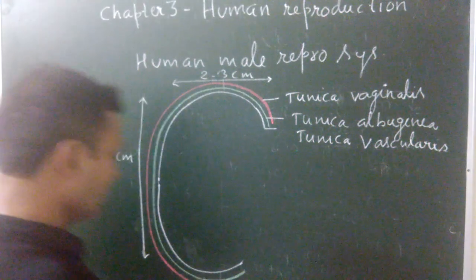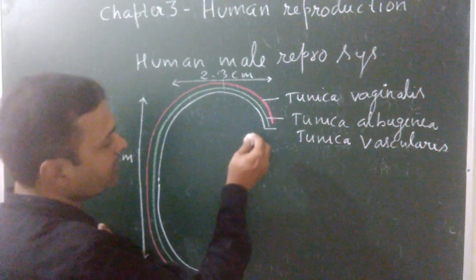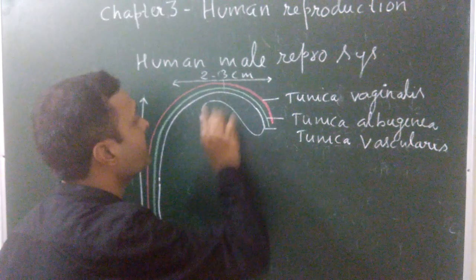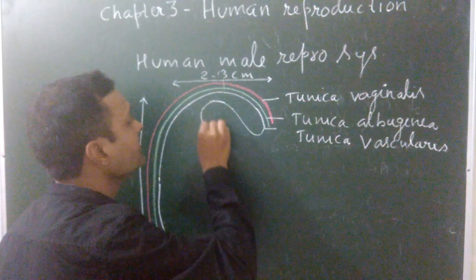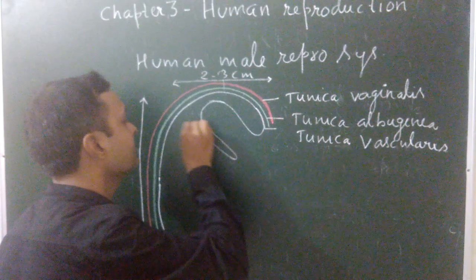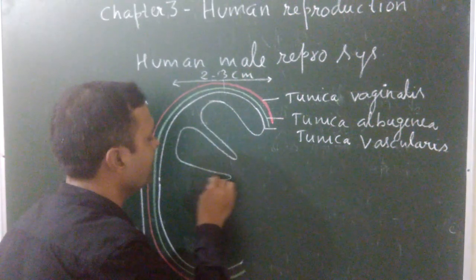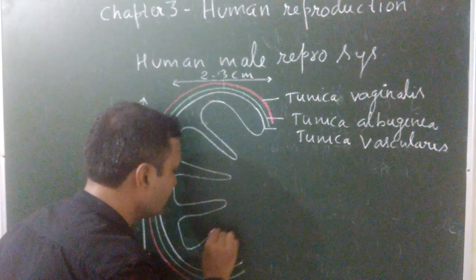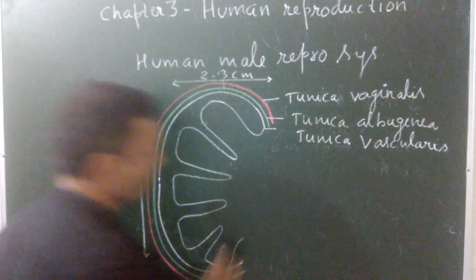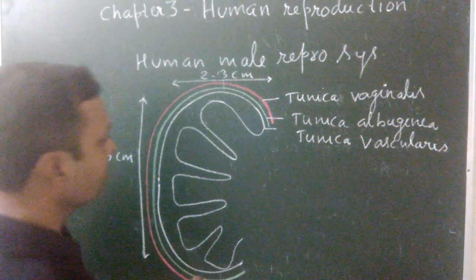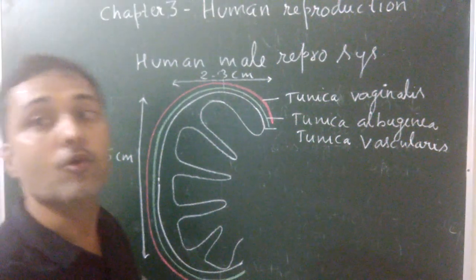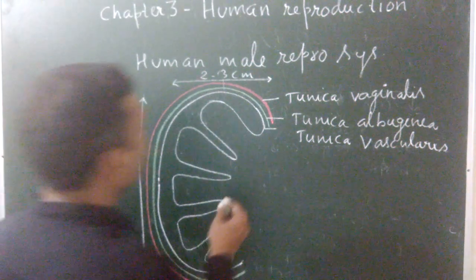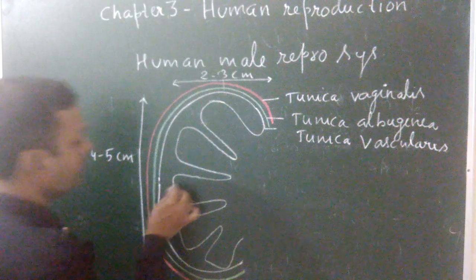Now see, when you look at the inner part of the testis, you find that each testis has minute compartments divided into smaller compartments. These compartments are known as testicular lobules. Once again, each testis is divided into small compartments, known as testicular lobules. In human male, there are about 250 compartments. These are the testicular lobules.